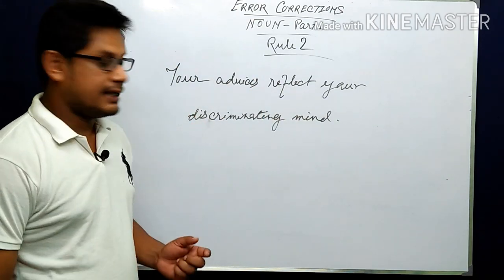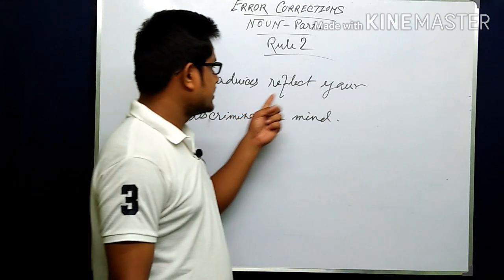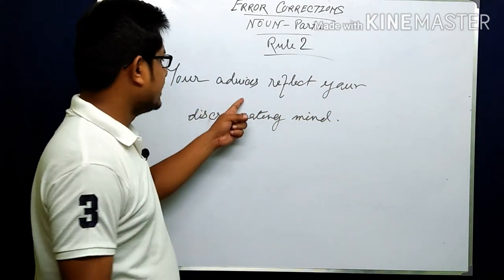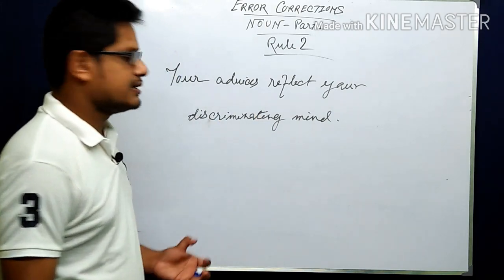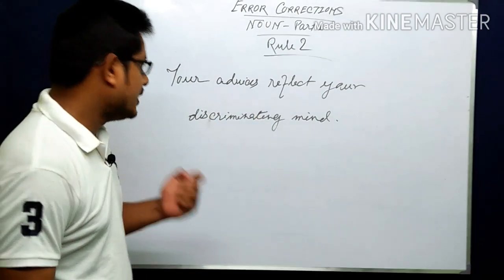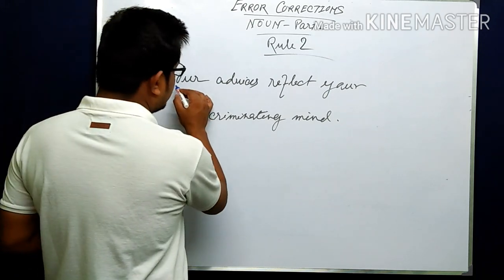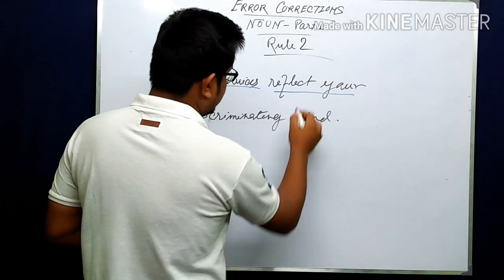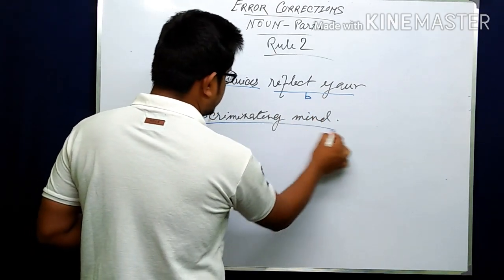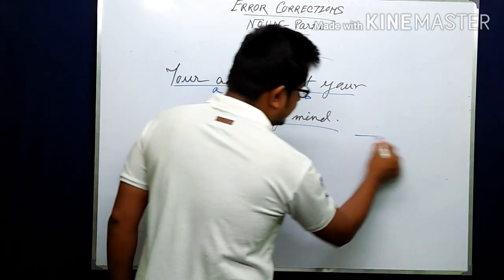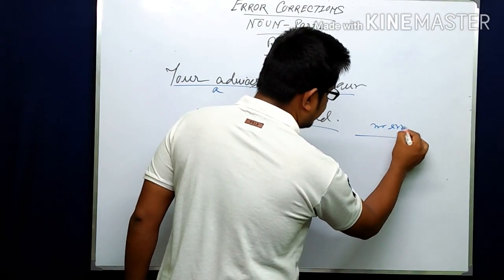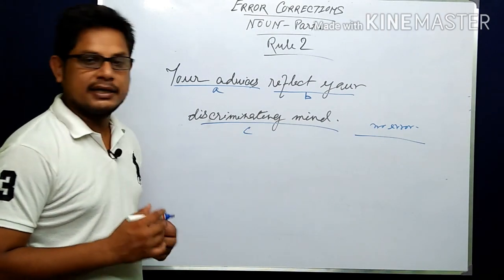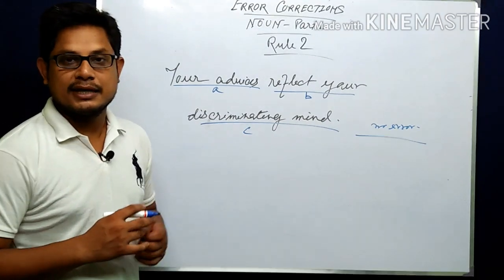Again, you have another sentence. Your advices reflect your discriminating mind. This is a sentence. Again, I'm giving the parts. Your advices, part A, reflect your, B, discriminating mind, C, and D, no error. Clear? Again, you are told to find any error in this sentence, if you see that yes, this sentence has.